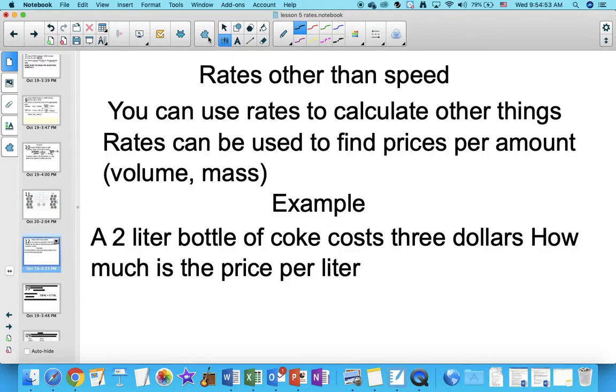So you can use rates to calculate other things other than speed, right? Rates can be used to find prices per amount or volume and mass. So let's take a look at this. A 2-liter bottle of Coke costs $3. How much does it cost per liter?